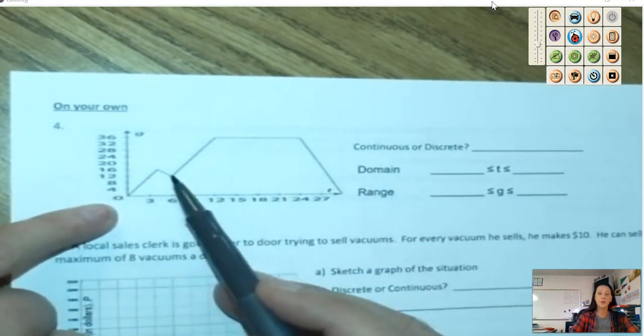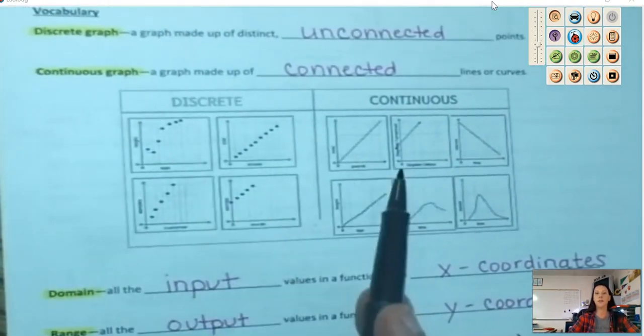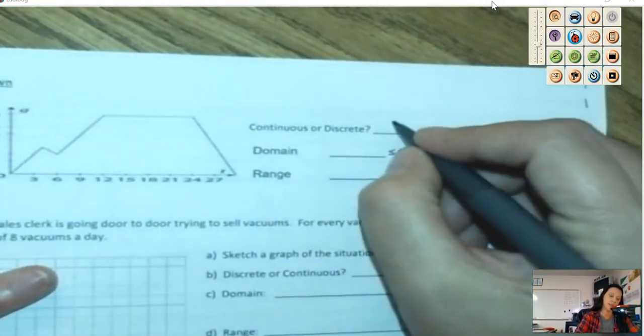Okay, so looking at this graph, I want to first determine if this is a continuous graph or discrete. So look at your notes on the front page on the difference between discrete and continuous. So since everything is connected, this is a continuous graph.